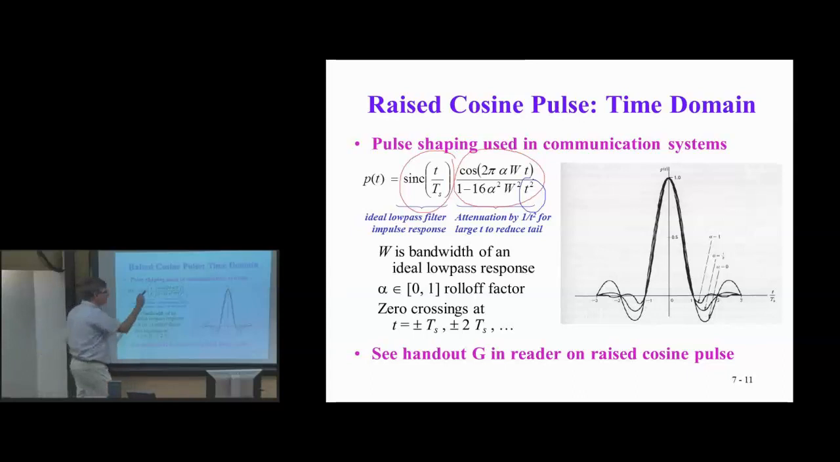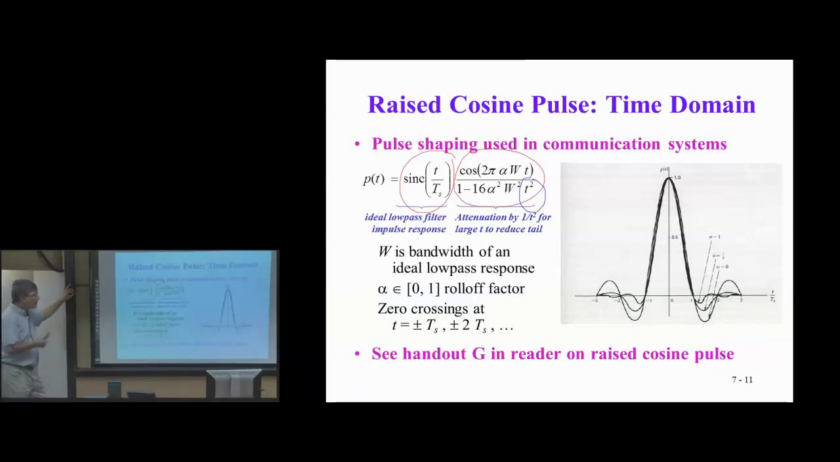What you see here is in the denominator, we now have this dampening term that's t squared. So it means that now I'm going to have the amplitude die out faster as time goes to infinity. It's now going to die out not at just the rate of 1 over t from the sinc term, but now t times t squared. So now the pace of decay to 0 will be at the rate of 1 over t cubed. Much faster decay.